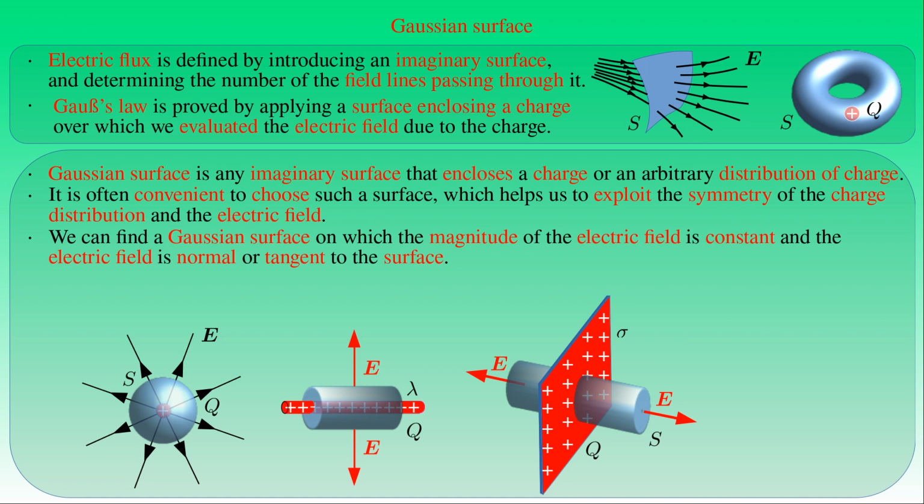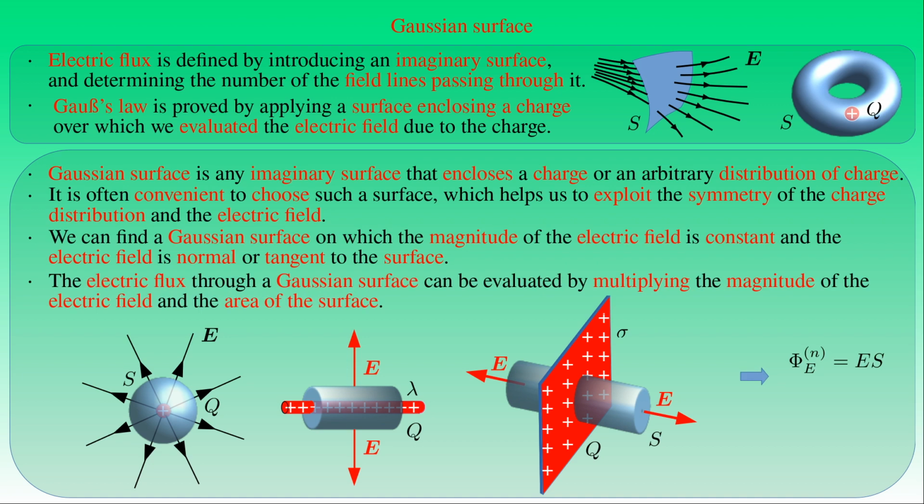The amount of charge Q enclosed by the cylinder is the source of the electric field which we evaluate on the Gaussian surface. These examples demonstrate that we have two cases in the calculation of the electric flux through Gaussian surfaces. Where the electric field is normal to the Gaussian surface and its magnitude is constant, the electric flux through the surface can be evaluated by multiplying the magnitude E of the field and the area S of that portion of the surface. Where the electric field is tangent to the Gaussian surface, the field lines do not cross the surface, therefore the electric flux through that portion of the surface vanishes.